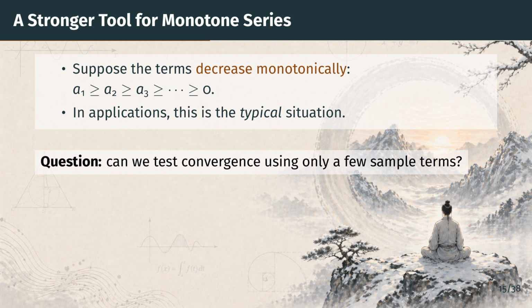Most non-negative term series you meet in practice have the extra property that the terms are decreasing. The second term is no bigger than the first, the third is no bigger than the second, and so on all the way down to zero. In that monotone setting, we can do something surprising. We can decide convergence by looking only at a thin subsequence of the original terms, sampled at powers of 2. That is the content of Cauchy's condensation test, which we state next.